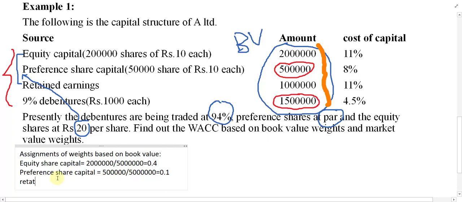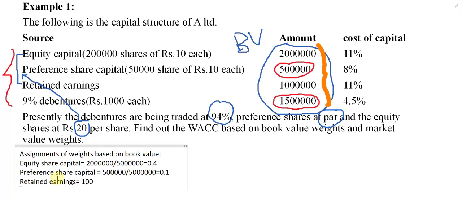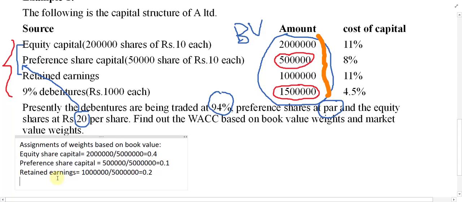Next one is retained earnings. How much is retained earning? 1 million divided by 5 million, which is equal to 20%. It means 20% is provided by retained earning.